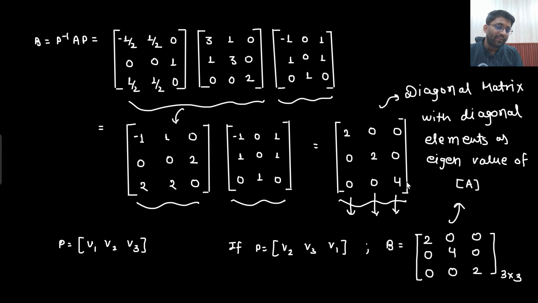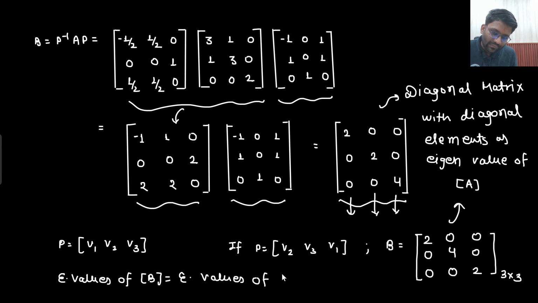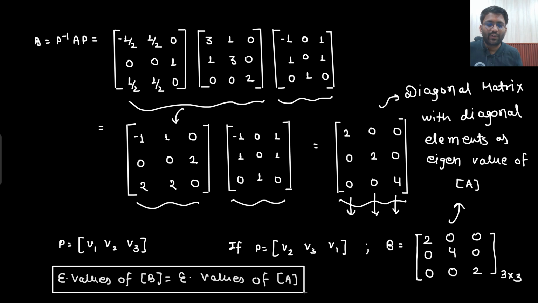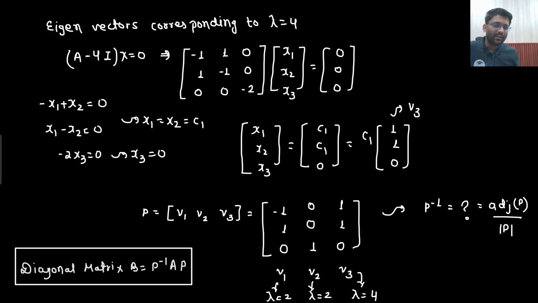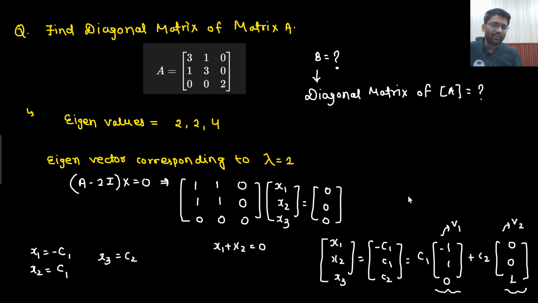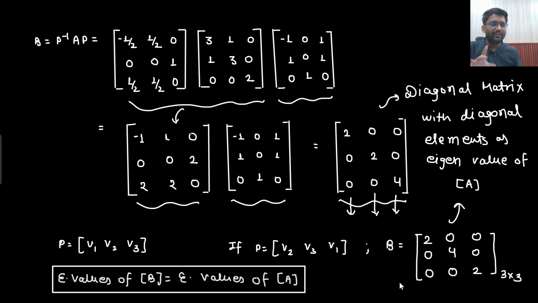Diagonal matrix with the diagonal elements being eigenvalues of A. What are the eigenvalues of matrix B? What I am asking, tell me the eigenvalues of matrix B. Isn't that equal to the eigenvalues of matrix A? So when you find out the diagonal matrix, the eigenvalues will not change. Eigenvalues will remain the same. 2, 2, 4 here, here also 2, 2, 4, here also 2, 2, 4. So eigenvalues remain the same.